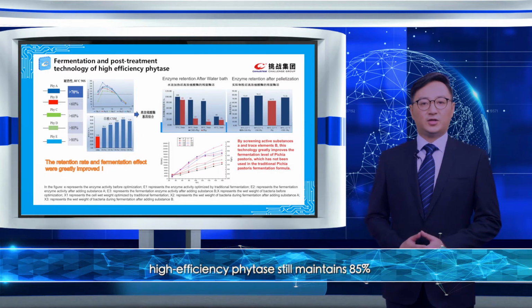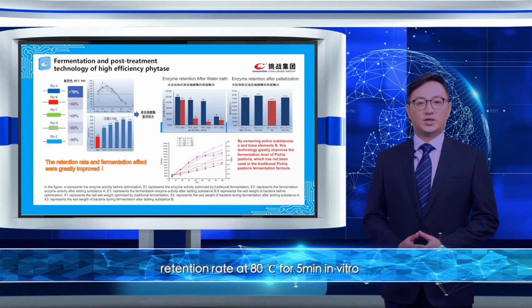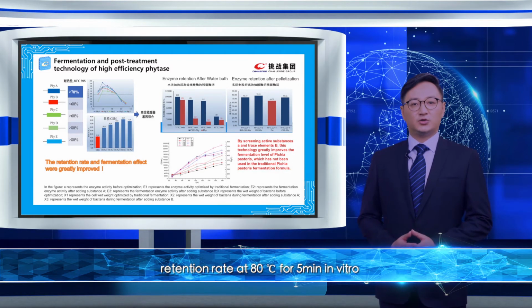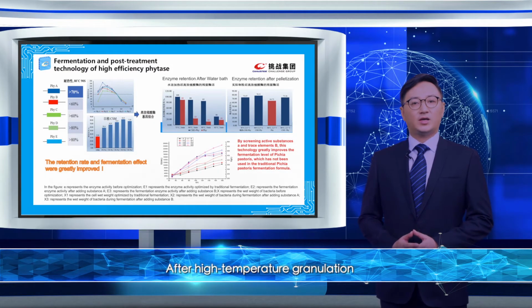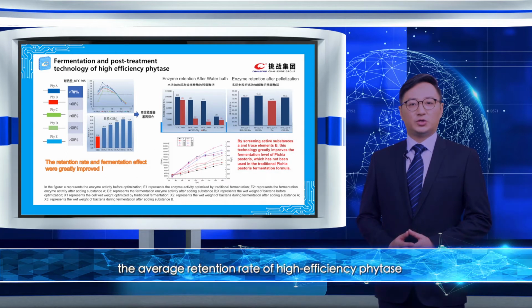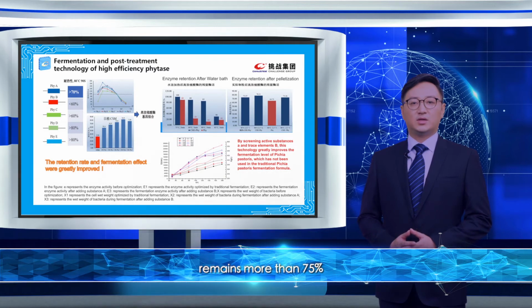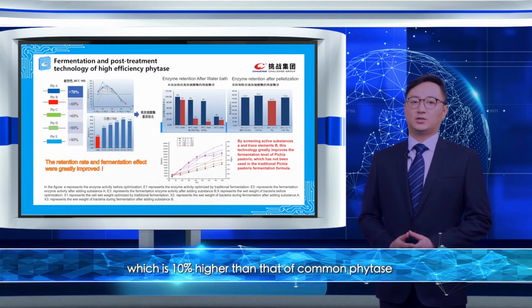High efficiency Phytase still maintains an 85% retention rate at 80 centigrade for 5 minutes in vitro. After high temperature granulating, the average retention rate of high efficiency Phytase remains more than 75%, which is 10% higher than that of common Phytase.